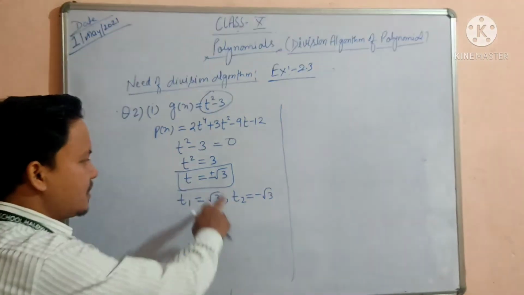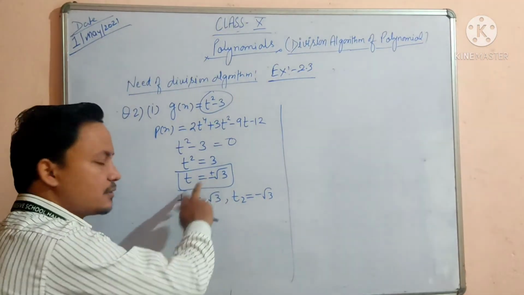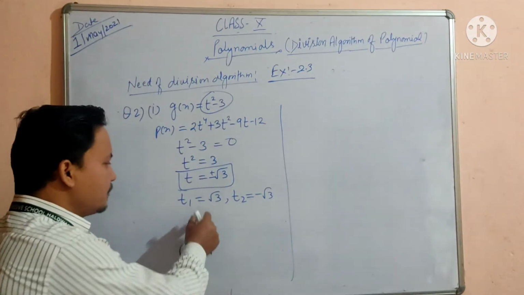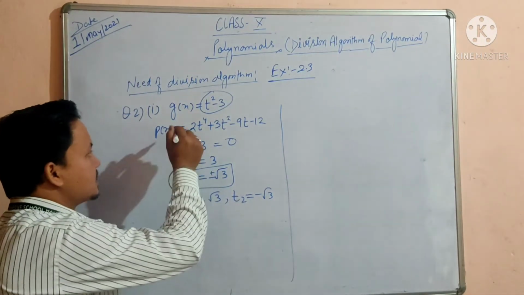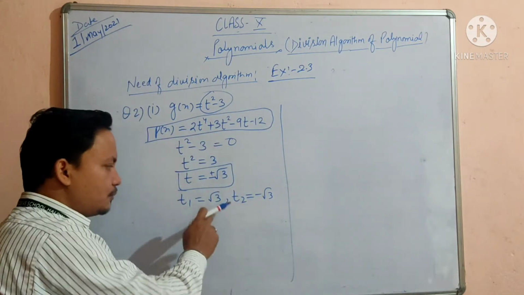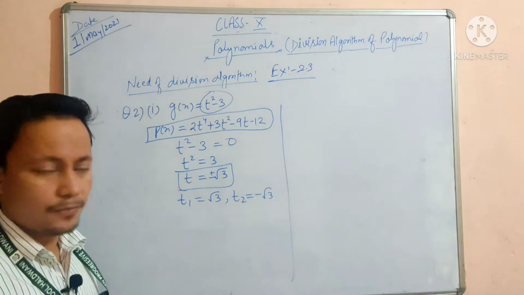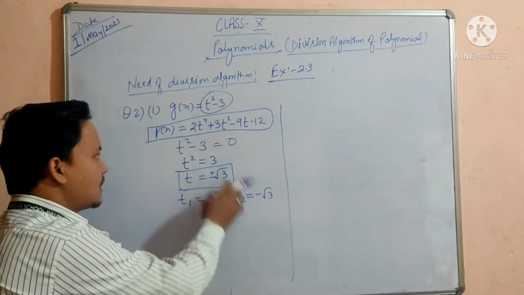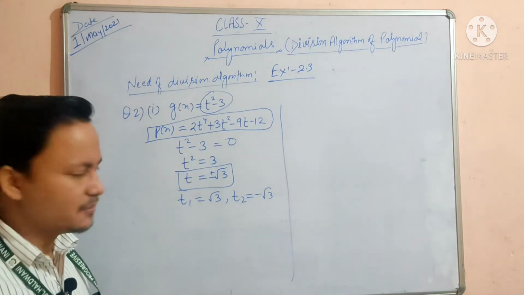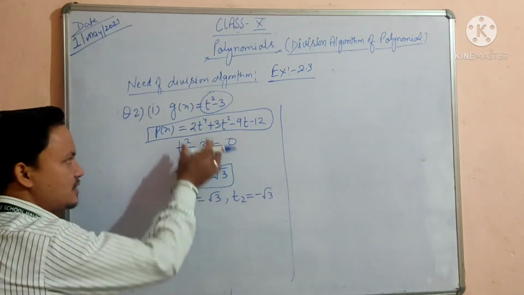Okay, because if we are taking the square root, then the square root always gives two values, one with plus and the other with minus. Now we will put these values in the second given polynomial. If the polynomial on putting these values gives us a 0, then these are the factors of this second polynomial. This is the easy method. So now we will put their values here one by one.